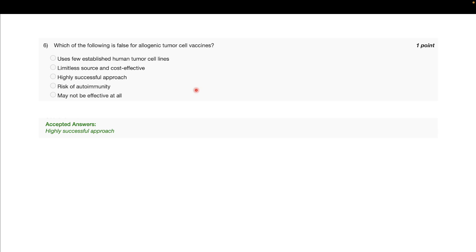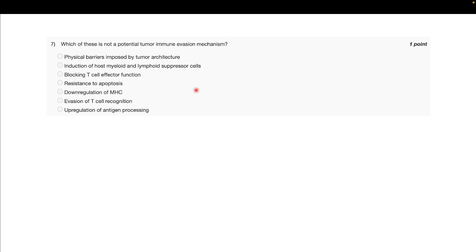Is this clear? Yes, ma'am. Okay, thank you. So let's look at the next question. The next is, which of these is not a potential tumor immune evasion mechanism? We have a lot of options to choose from. Only one option is correct.